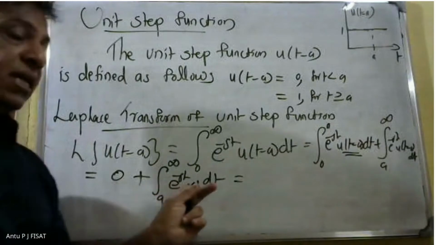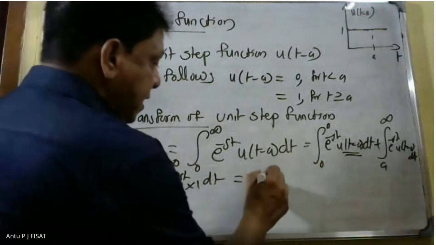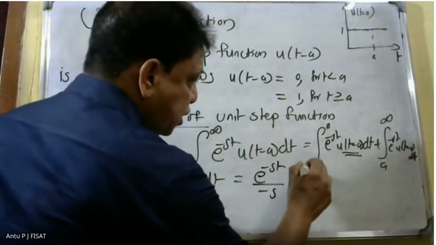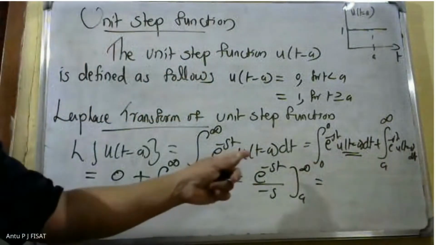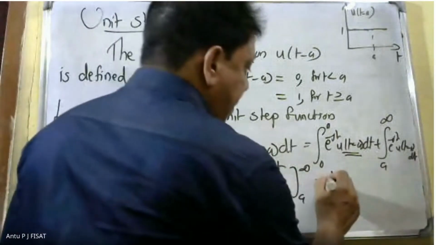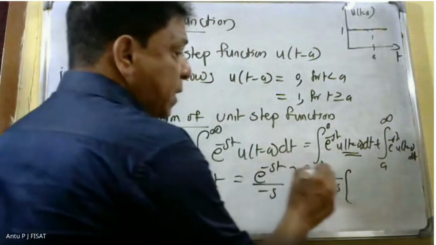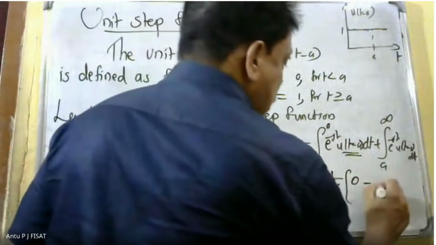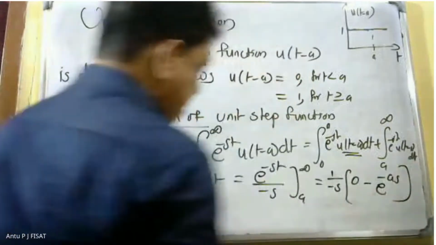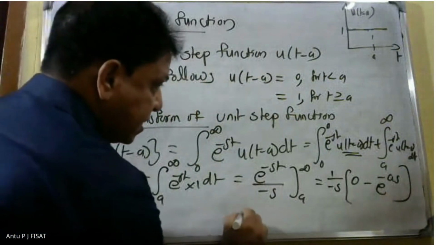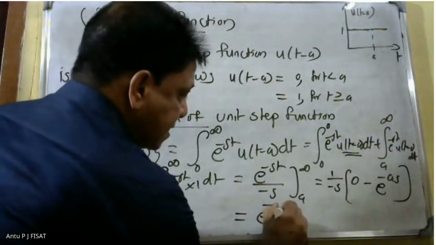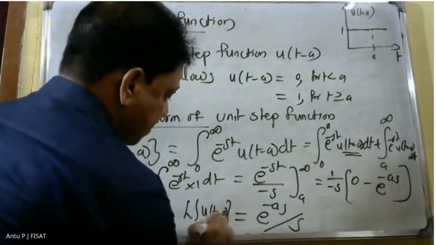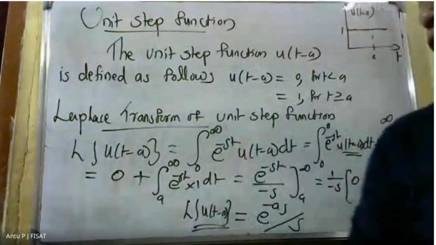Then integrate e^(-st) with respect to t. Integrating e^(-st) gives e^(-st) divided by minus s, from a to infinity. Then we apply the upper and lower limits, with 1 by minus s taken outside. When we apply the upper limit we get 0, and when we apply the lower limit we get e^(-as). Opening the brackets, we get e^(-as) by s. This is the Laplace transform of u(t - a).